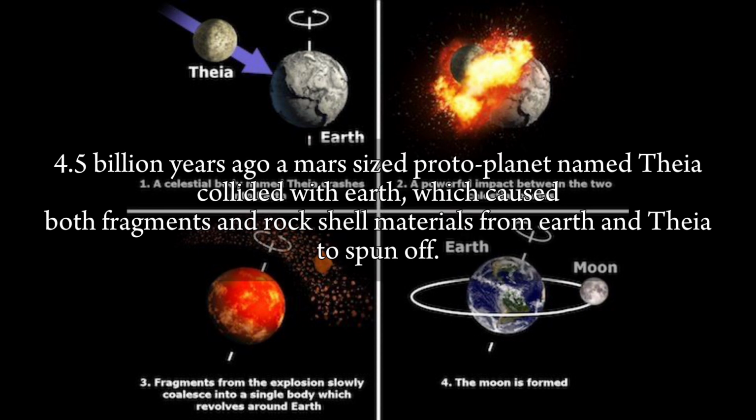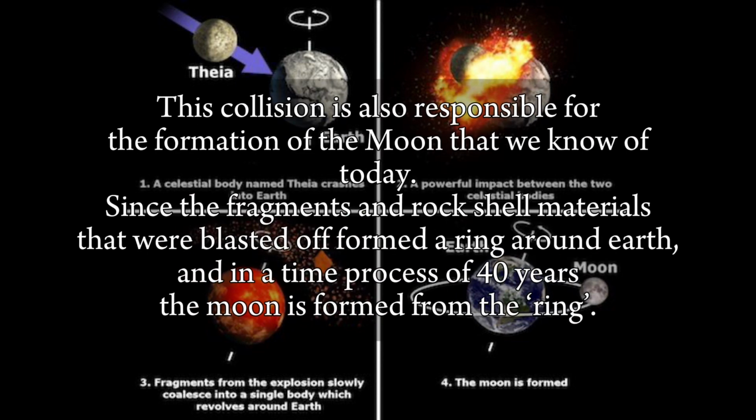4.5 billion years ago, a Mars-sized proto-planet named Theia collided with Earth, which caused both fragments and rock shell materials from Earth and Theia to spin off. This collision is also responsible for the formation of the Moon that we know of today. Since the fragments and rock shell materials that were blasted off formed a ring around Earth, and in a time process of 40 years, the Moon is formed from the ring.